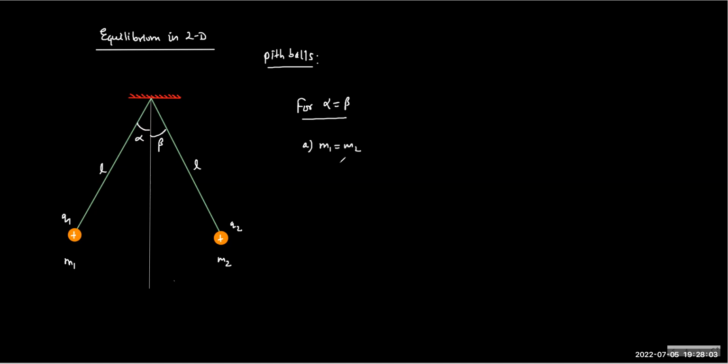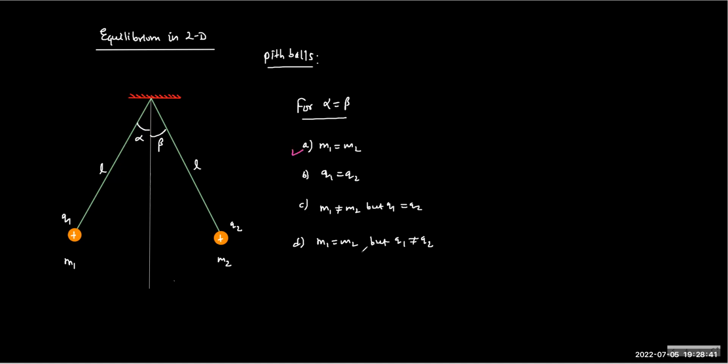So the first option is A, M1 equals M2; B is Q1 equals Q2; C is M1 not equal to M2, but something else; and D is another option. So out of four options, which of the options will make sure that alpha is equal to beta? It is M1 should be equal to M2.